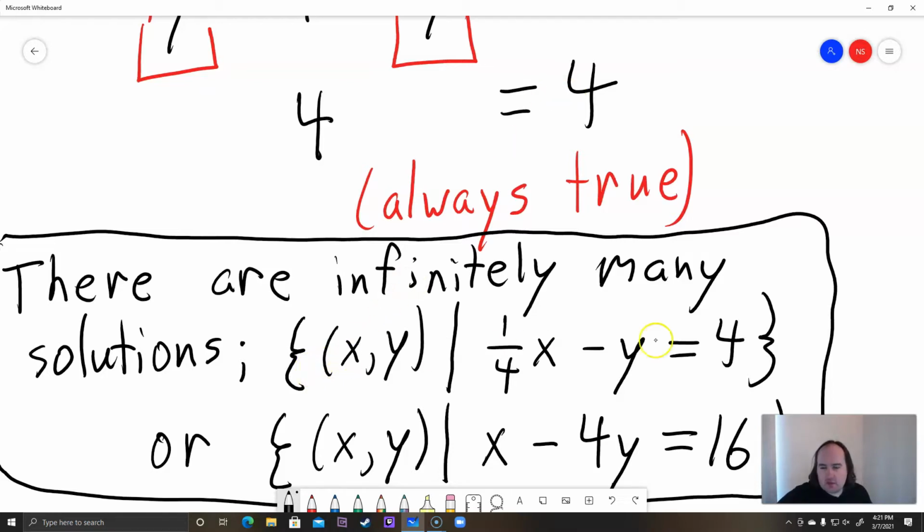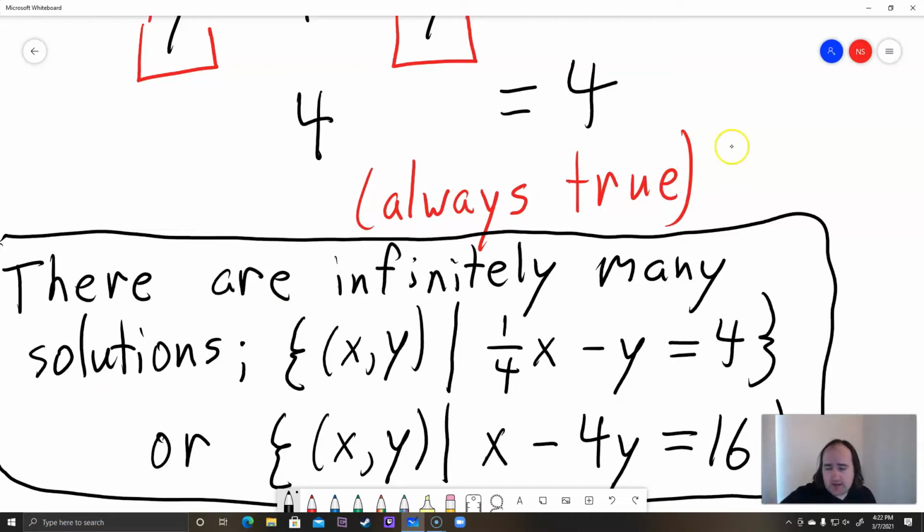Okay, and then the way you write the solutions is you write this curly brace, the set of all x comma y. So the set of all points such that the first equation is true, or the set of all points such that the second equation is true. Okay, it's just a long way of writing that there's an infinite number of solutions.